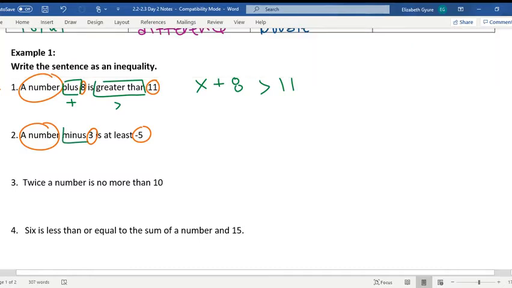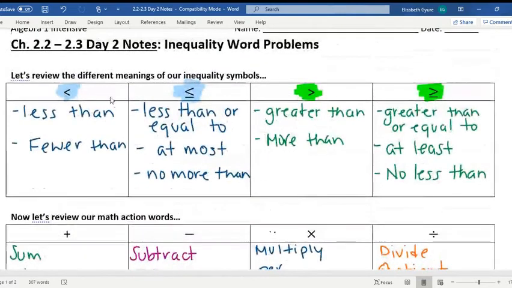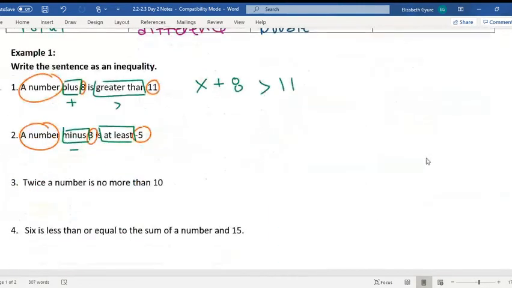Yeah, good. Minus means subtract, right? What else? At least. Yeah, is at least. And if you're like, I don't know what at least means, go to your chart here. At least means greater than or equal to. So we use that symbol. So I'm going to start with my symbol. At least is the same as greater than or equal to. Would I probably have that chart handy when you take your test? I probably would. Yeah, you're allowed to, so that's fine.